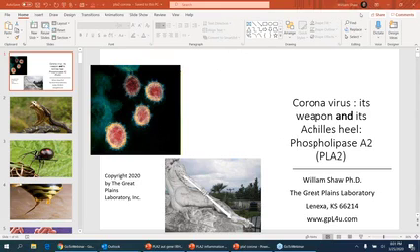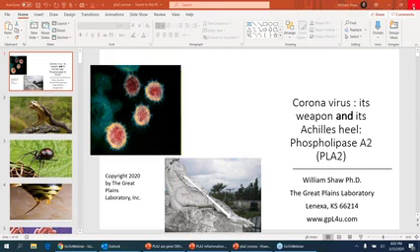So the title of the talk is the coronavirus and its relationship to an enzyme that's associated throughout the entire kingdom of life with toxicity, phospholipase A2. And so the coronavirus uses phospholipase activity to infect, replicate, and harm its host, but it is a target for perhaps some simple nutritional supplements. So I'm going to be talking about that.